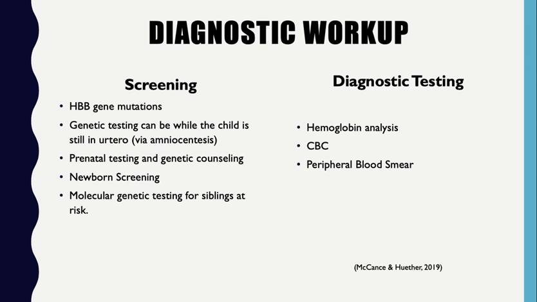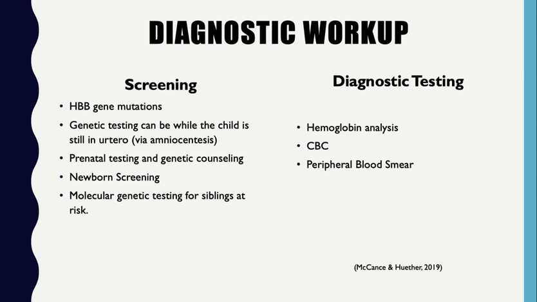So our diagnostic workup. Essentially, we're screening for the HBB gene and the mutations. This can be done through prenatal testing and genetic counseling, or while a woman is pregnant and the baby is still in utero. It also can be done during newborn screening. And it is important that if a sibling is found to have beta thalassemia, because of the strong genetic ties, you send the siblings for molecular genetic testing because they too are at risk of having beta thalassemia.